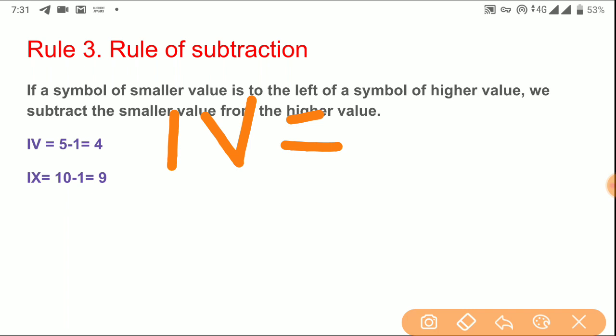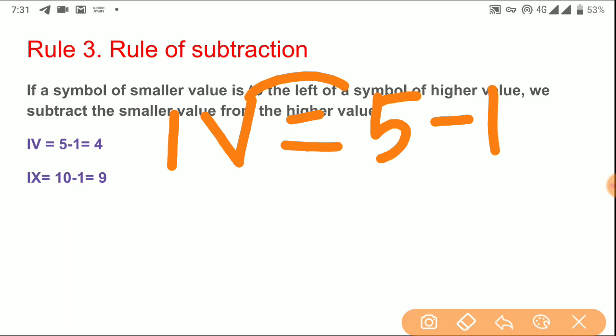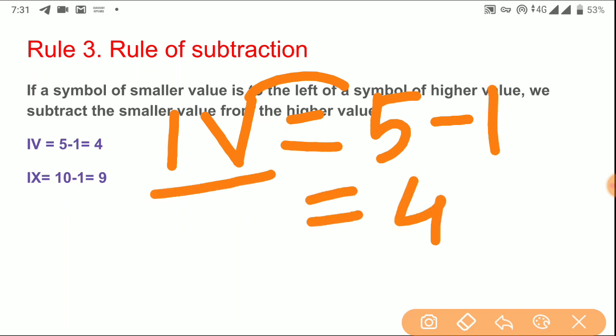See, the smaller value is left of the higher value. Then what will we do? We will subtract the smaller value from the higher value for finding this symbol's total value.